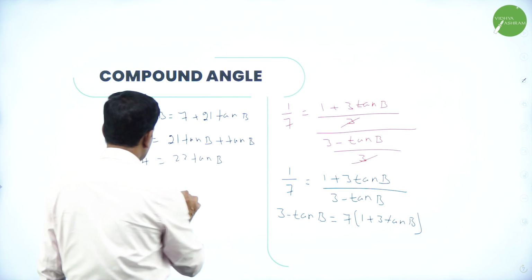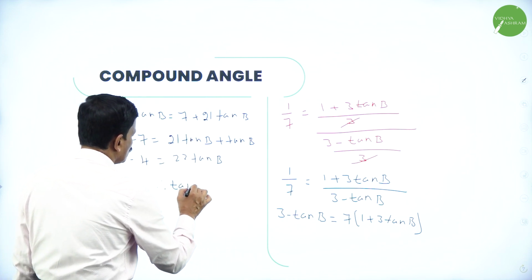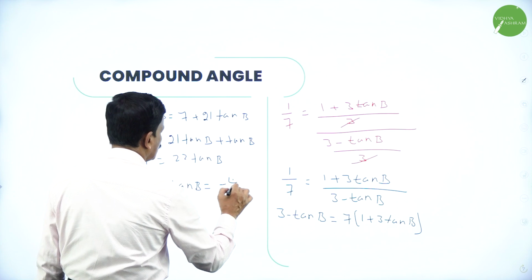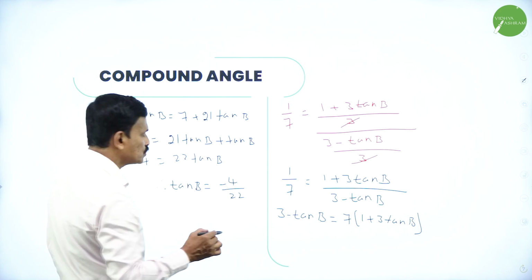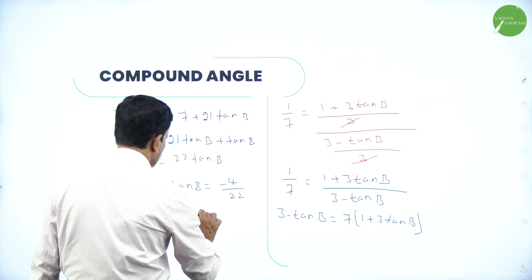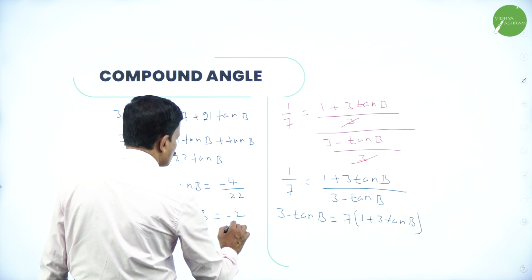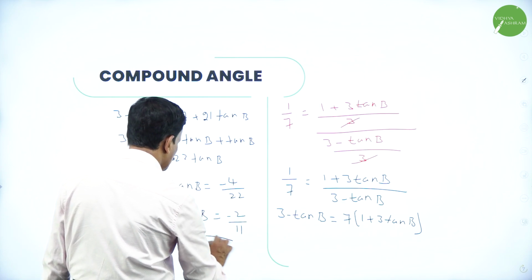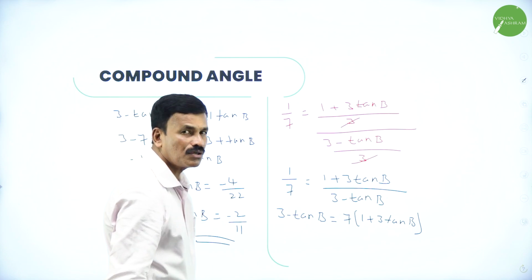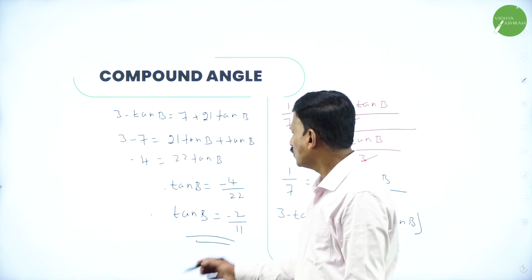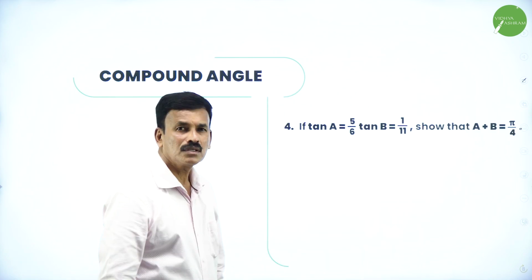So what is required to find is only tan B. Therefore, tan B is equal to minus 4 divided by 22. So divide by 2, what will you get? If you divide by 2, you will get minus 2, 2 elevens are 22. So therefore, tan B is equal to minus 2 by 11. Very simple. Hope you followed. Okay. Now what is the next problem?